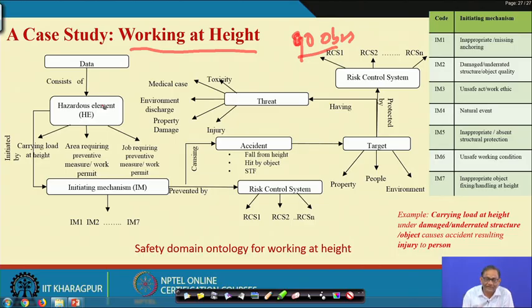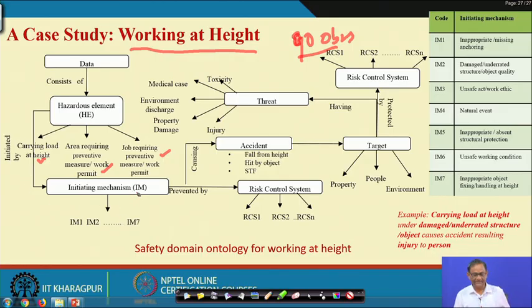For each case there is one hazard element, but many times they are common. When we further classified the hazardous elements, we found carrying load at height, this is one source, area requiring preventive measure or work permit, this is another, and job requiring preventive measure or work permit. One is basically the area location, another is the job requiring preventive measure and work permit, and another is the load that they are carrying. Not in all cases is everything there.